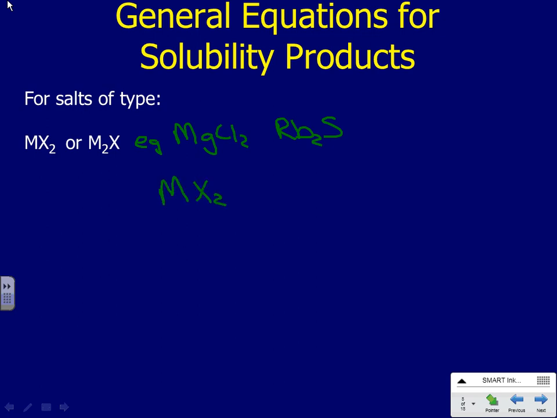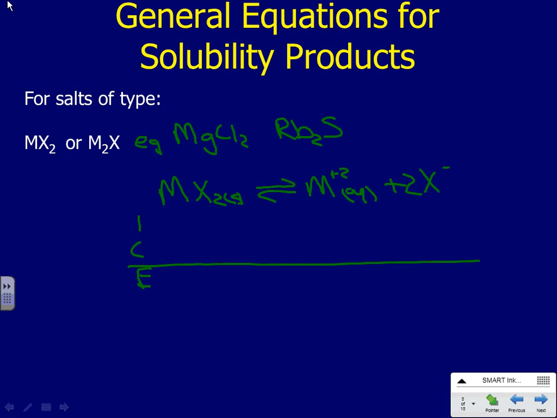MX2. I'm going to just use the MX2 as the example, but I'm hoping that you realize that whether I have MX2 or M2X, I'm always going to have one of the ions that is 1, all right? So we'll put this as a +2 just to make it work. And then the other ion, in this case, that is 2. In other words, it's going to fall apart to produce 2 of the one ion and 1 of the other ion. Essentially, there are 3 ions that enter the water in the dissolving of an MX2. Make sense? So now we're just going to go through the motions exactly the same way.